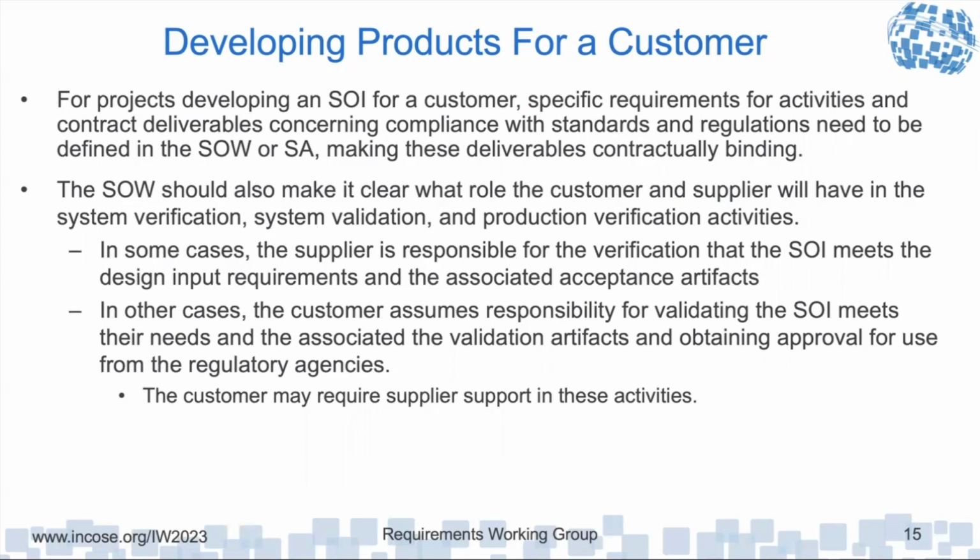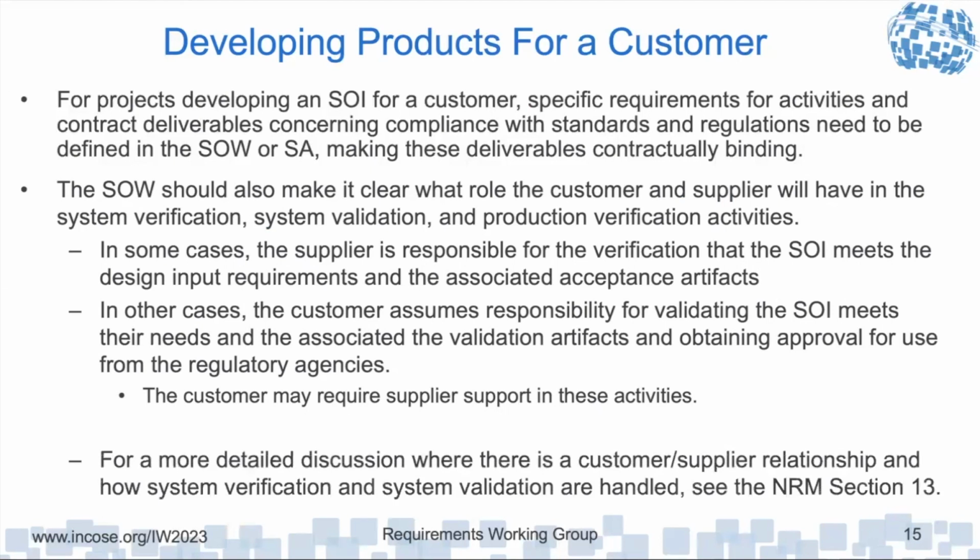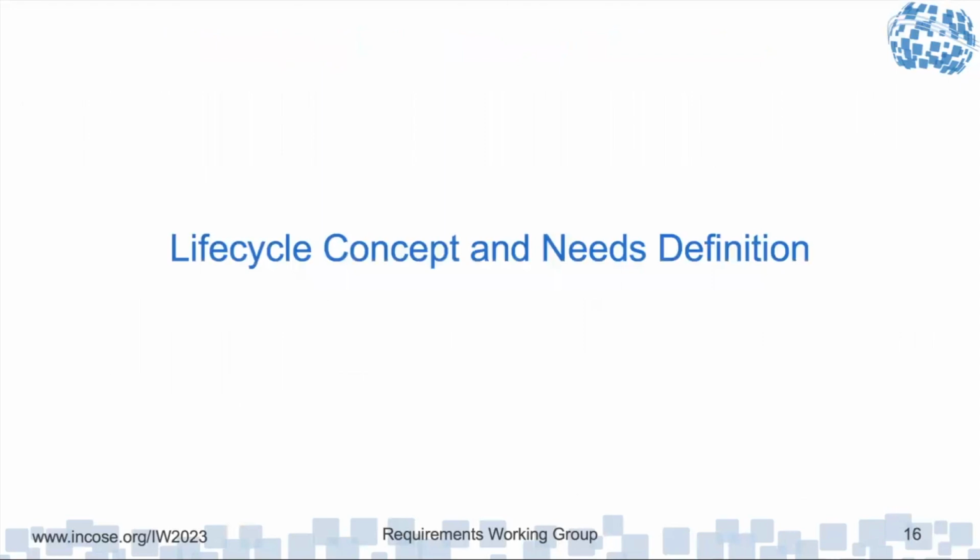In other cases, the customer can assume responsibility for the validation once the verified system has been delivered to them, and the customer may require supplier support in these activities. But if that's true, that needs to be addressed in the statement of work so that when the supplier bids on the contract, they can include those activities in their bid. Section 13 of the Needs and Requirements Manual goes into a lot more detail on customer-supplier relationships, when the system of interest is being developed specifically for a customer via contract.